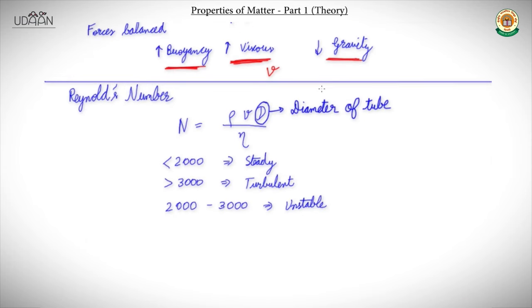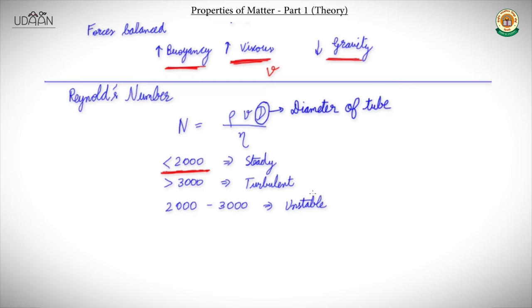Coming to the Reynolds number. This is just a formula which is given in some books. N is equal to rho Vd upon eta. Values of N smaller than 2000 will give us a steady flow. Greater than 3000 will mean turbulent, and 2000 to 3000 will mean unstable.